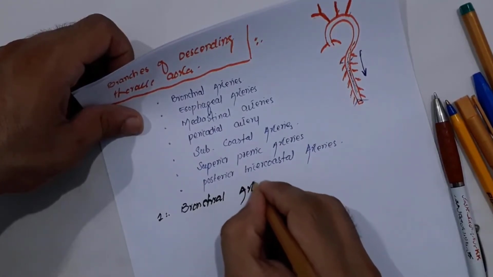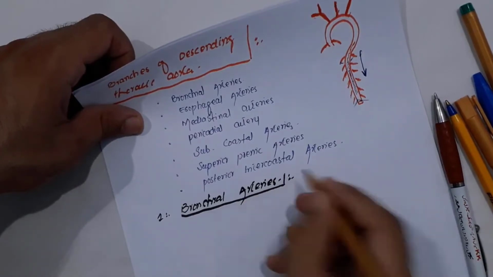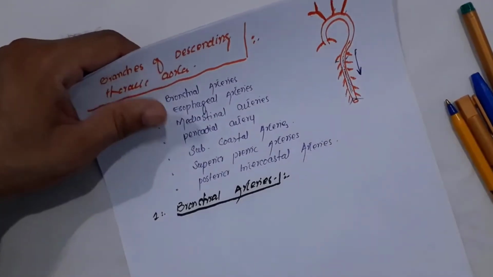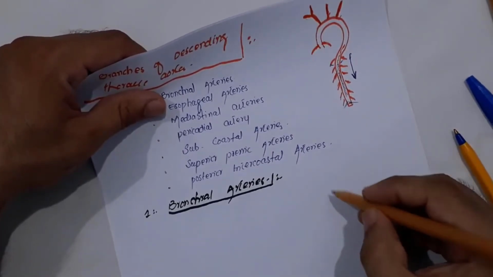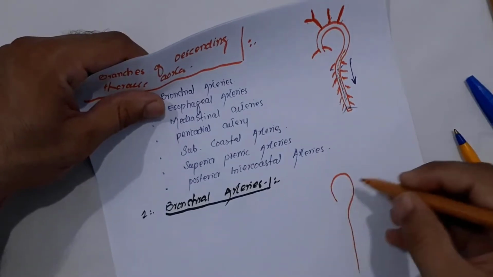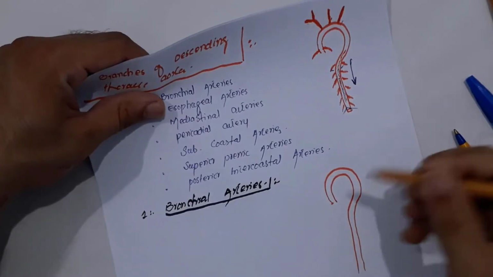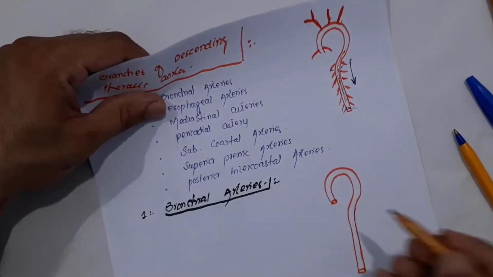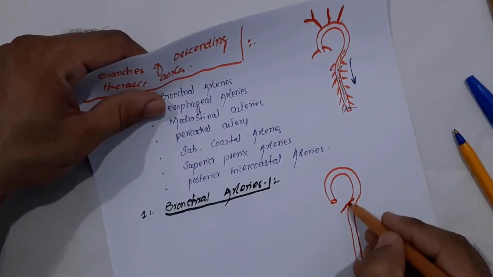Bronchial arteries. Let's know about their origin. From where do these bronchial arteries arise? Now let me draw the diagram again here. This is our thoracic aorta. So from this point, I will mention this point right now.